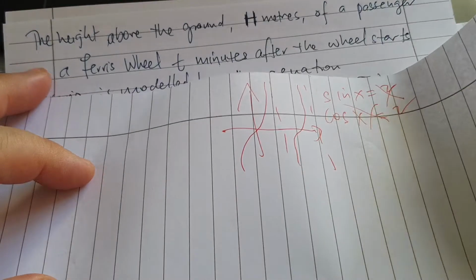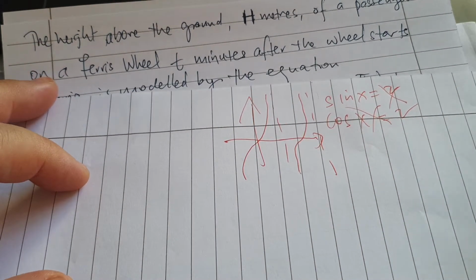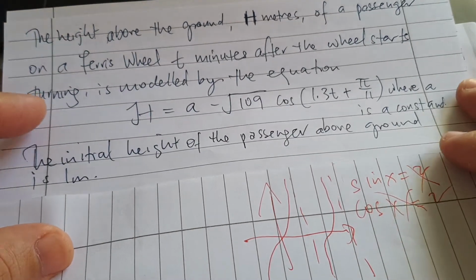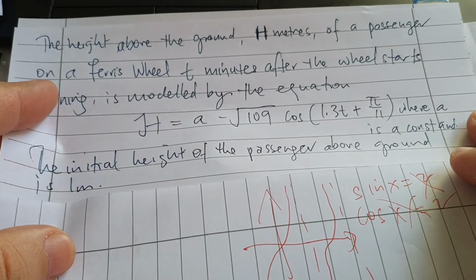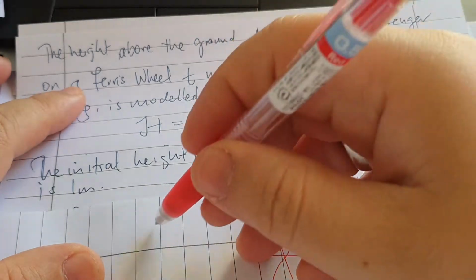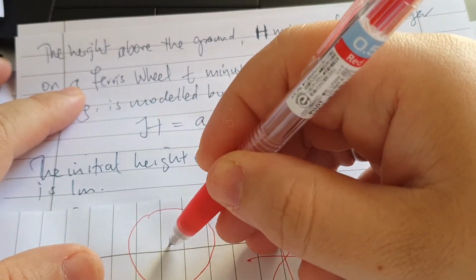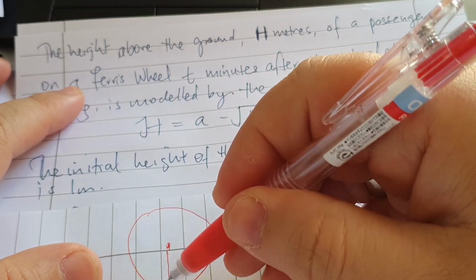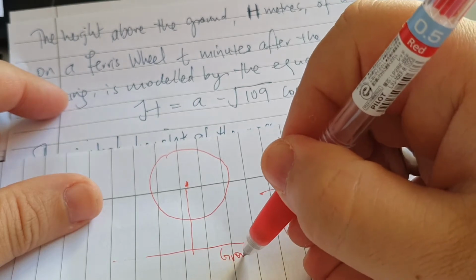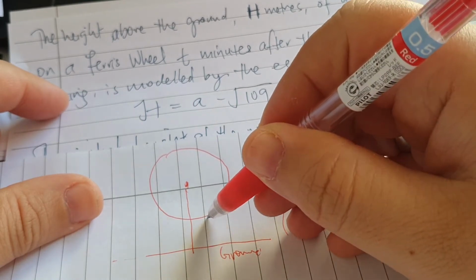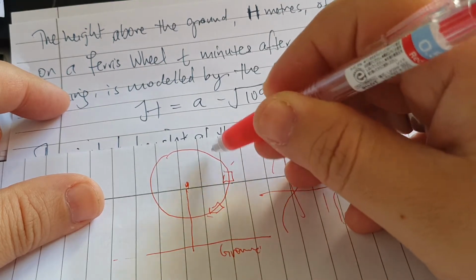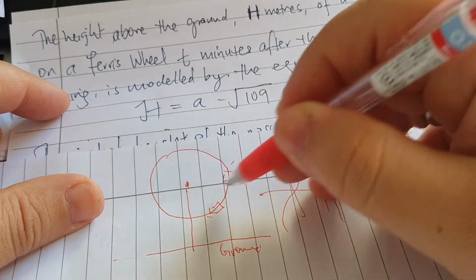Okay? So there's this Ferris wheel. You read the question first, alright? The height above ground, h meters, of a passenger on a Ferris wheel. So there's this guy. You know Ferris wheel, like your Singapore Flyer like that? It's here, right? Then normally, this is the ground level. Then you maybe take the Ferris wheel from here or from here, or it can be anywhere, depending on where the lift takes you to.